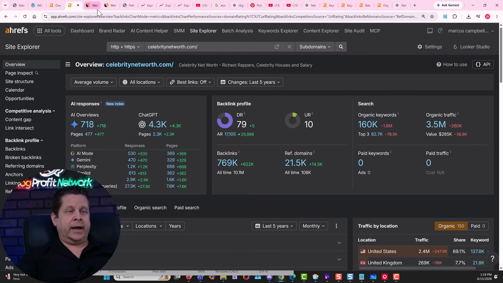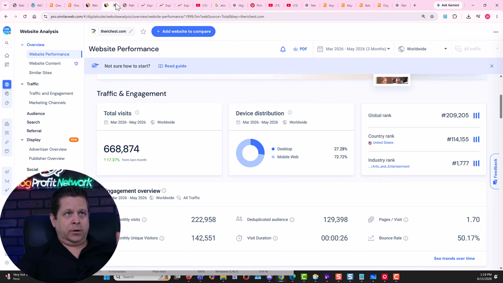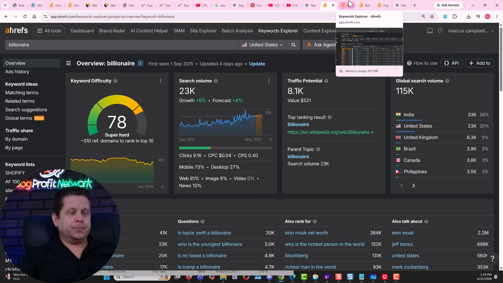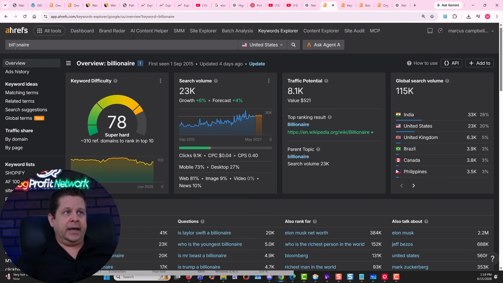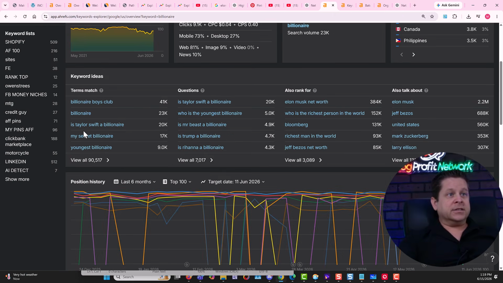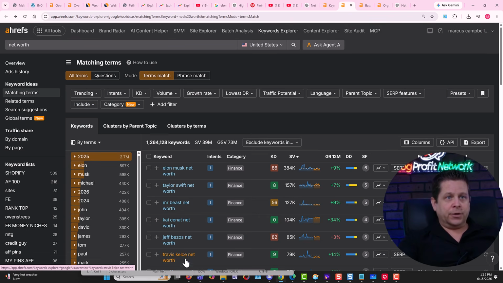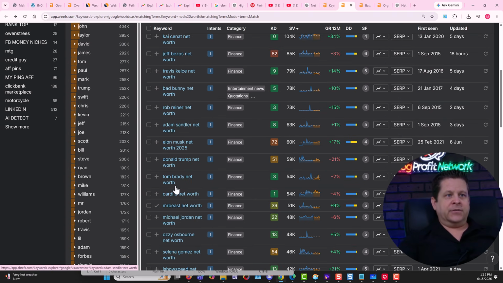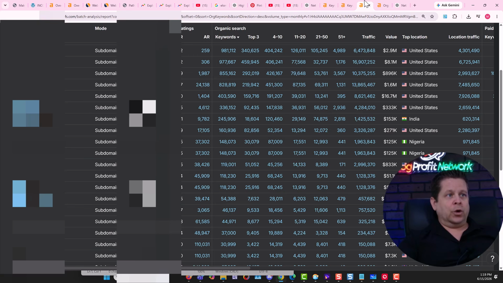And what we're going to do is actually look at their traffic and at where the traffic comes from. Because when you look at the keywords, if you go to Ahrefs and type in billionaire, you can see there's a lot of people looking for billionaires. There's a lot of people looking for net worth. Elon is at the top of that chart, and then you have lots and lots of others.